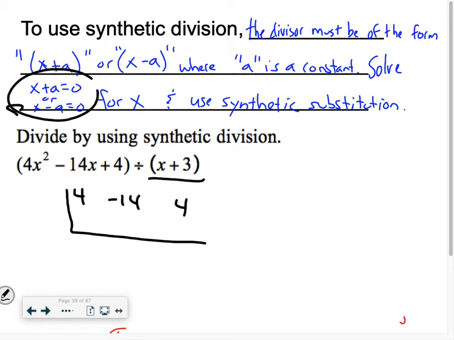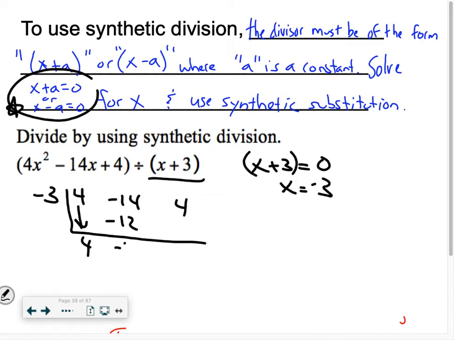You solve the divisor equal to 0. So what value of x makes the divisor equal to 0? Well, that's an easy problem. It's negative 3. So I put negative 3 out here, not positive 3. And then I bring down, I multiply, I add, I multiply, and I add.